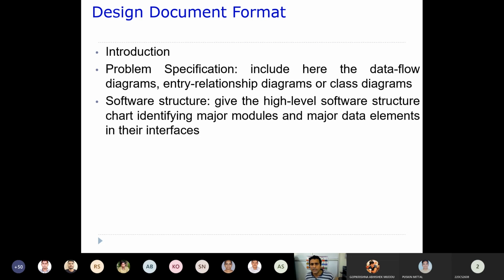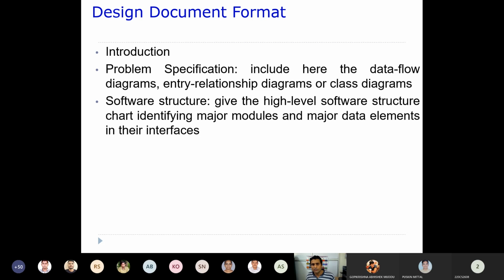A design document should have different subsections. It should have a brief introduction to what design we are going to do, I mean, what the technical alternatives are that you have.